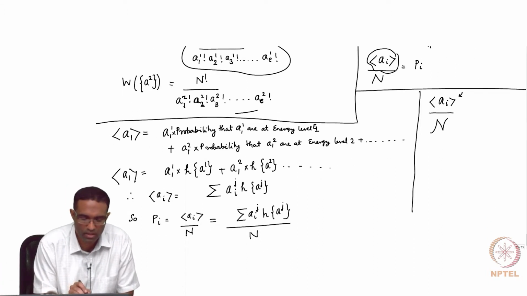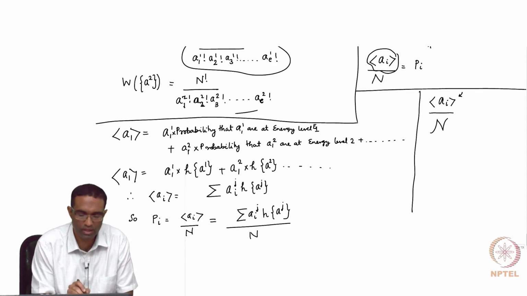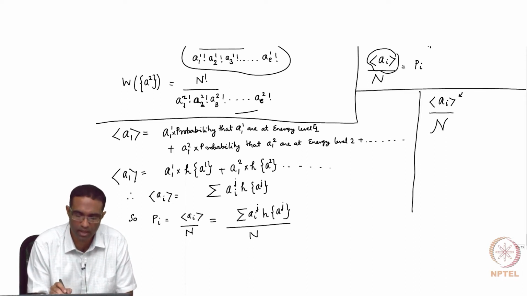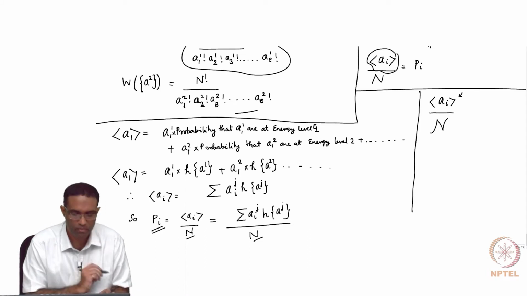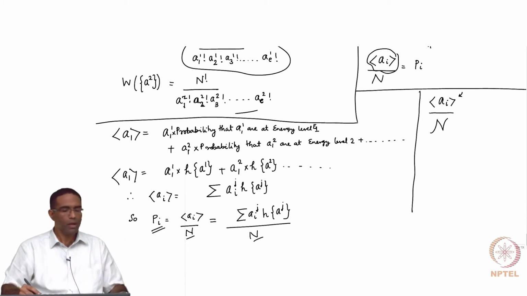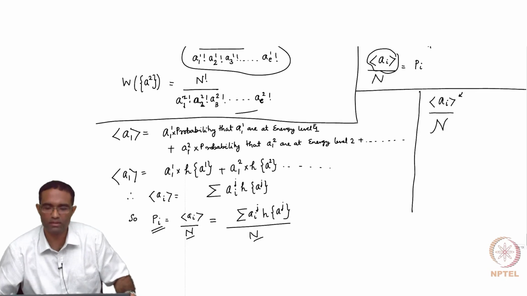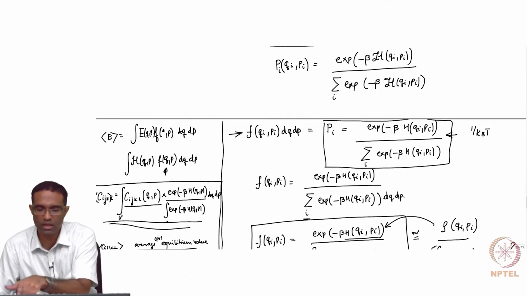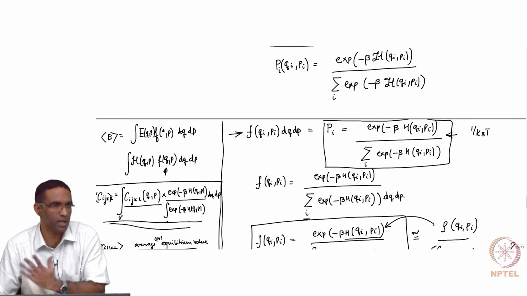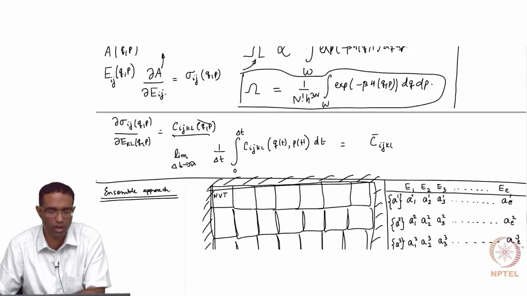Therefore, the average number of systems with energy Ei is nothing but Aij times H of Aj, and if I divide by n, I actually get Pi, right? But this is still not in the form that we saw previously. We are expecting to see the same expression right here, something like e to the power minus beta E divided by summation over all possible energy states of exponent minus beta E. That's what we are trying to see, okay, but we still don't have it.